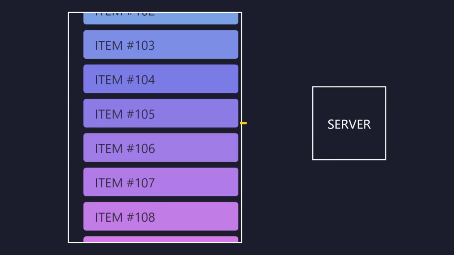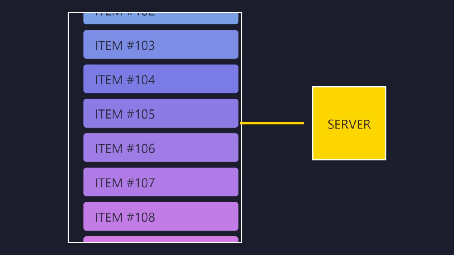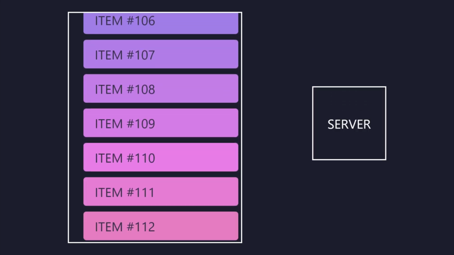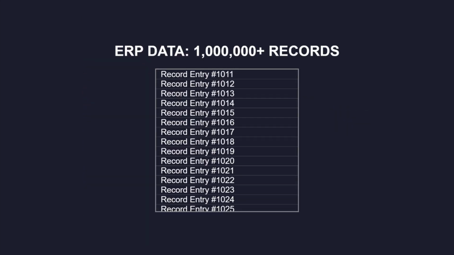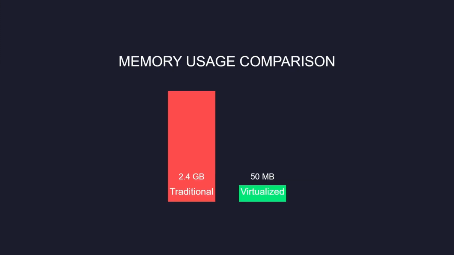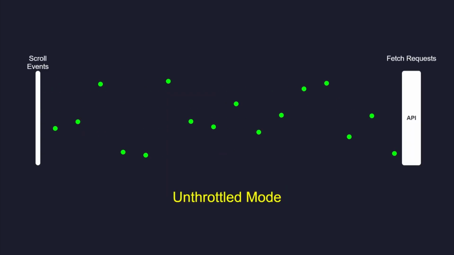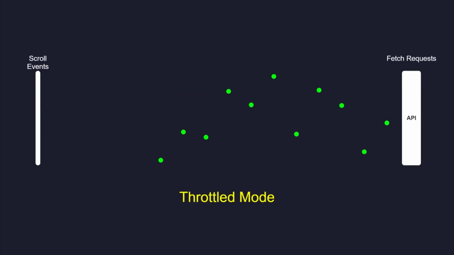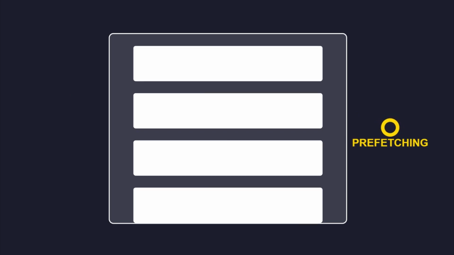Infinite scroll thrives on keyset pagination. As the user reaches the footer, the last identifier is sent to fetch the next batch seamlessly. In large-scale enterprise resource planning systems, use virtualized lists to render only the visible rows, preventing browser memory exhaustion and lag. Throttle your scroll event listeners to prevent the application from firing hundreds of unnecessary fetch requests during rapid user interactions. Predict the next user action by prefetching the following page cursor when the user stops scrolling, resulting in an instant transition experience.